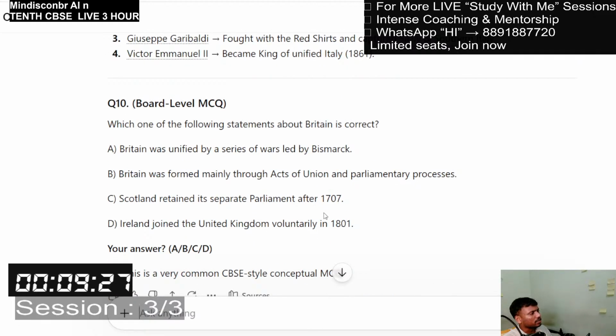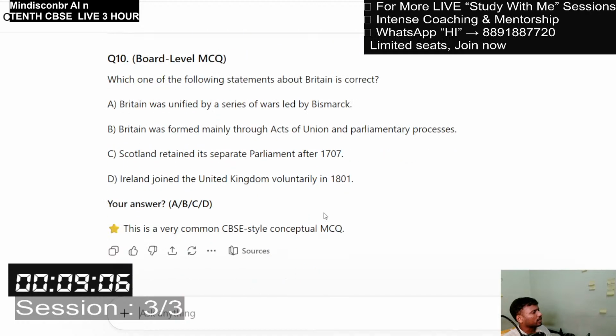Which one of the following statements about Britain is correct? Britain was unified by a series of wars led by Bismarck. No. Britain was formed mainly through acts of union and parliamentary process. Yes. Scotland retained its separate parliament after 1707. No, Scotland lost the parliament. Ireland joined the United Kingdom voluntarily in 1801. Ireland joined Britain not voluntarily, but involuntarily, in 1801.